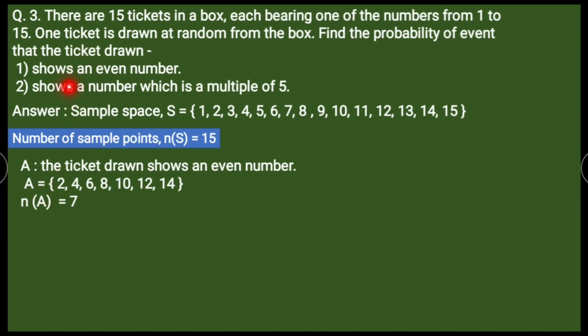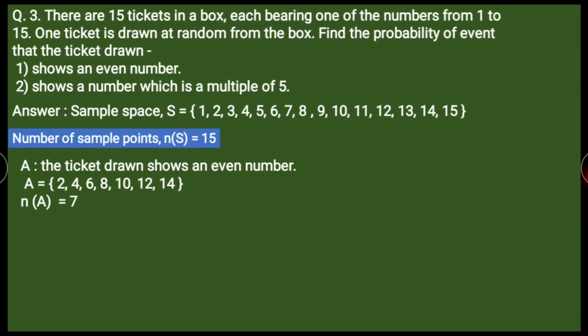Now the first event is that we require a ticket showing an even number. So write A as the event: the ticket drawn shows an even number. The even numbers between 1 and 15 are 2, 4, 6, 8, 10, 12, 14. So A contains the elements 2, 4, 6, 8, 10, 12, 14. These are a total of 7 numbers. So n(A) equals 7.